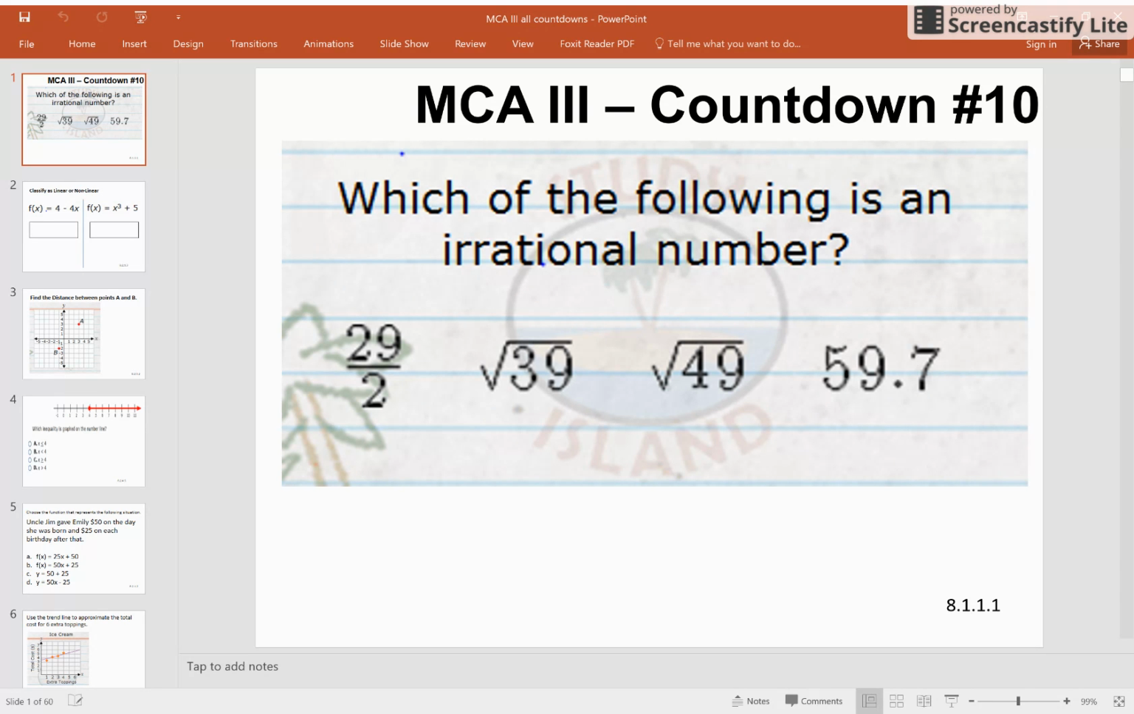Uncle Jim gave Emily $50 on the day she was born and $25 each birthday after that. So this is a one-time event. That'd be my y-intercept. This is happening over time. This is my slope. So y equals 25x plus 50. Turns out that would be A.